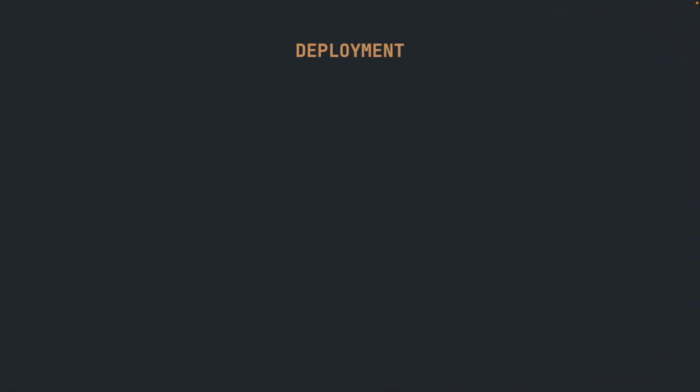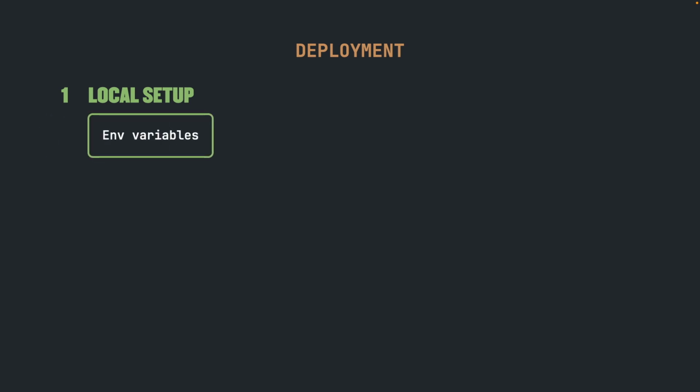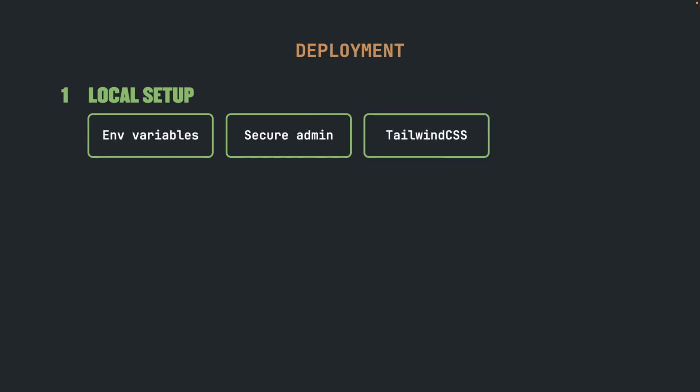So first we'll look into the local setup. This will involve creating environment variables to store sensitive data. Additionally, we will secure the admin login so our web app is even more protected against malicious actors. Then we will look into how to work with the Tailwind CSS locally. This will also include creating a minified CSS file for production. And finally, we will collect all the static files we're using in our project and save them in one location.